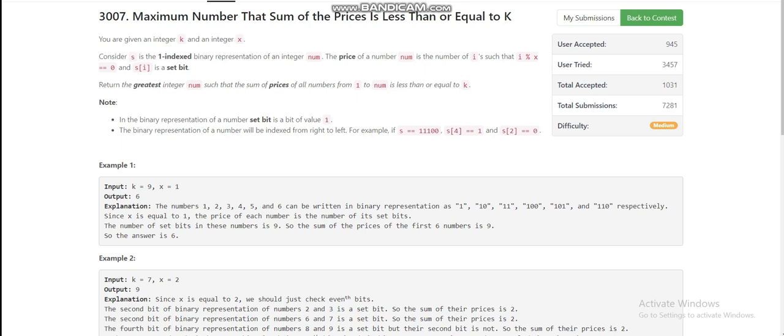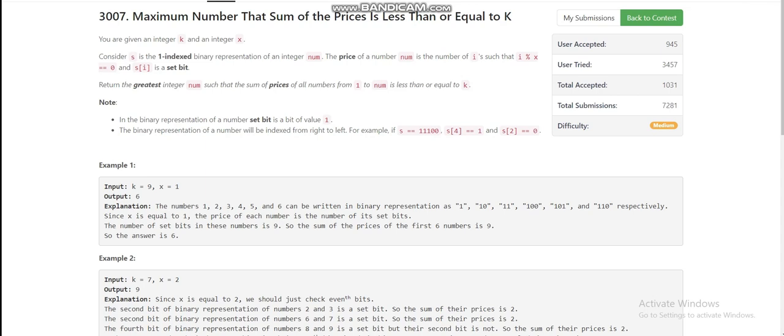We are given an integer k and an integer x. Now consider s is the one-indexed binary representation of the integer num. The price of the number num is the number of i such that i modulo x equals 0 and s[i] is a set bit. So we have to return the greatest integer num such that the sum of prices of all numbers from 1 to num is less than or equal to k.